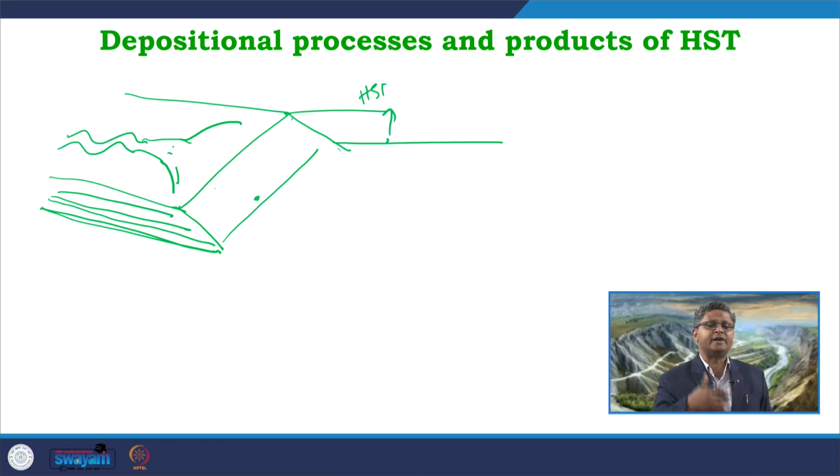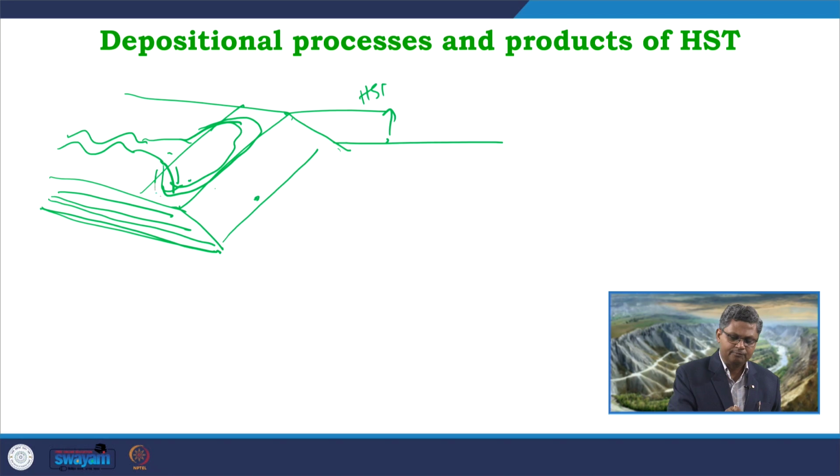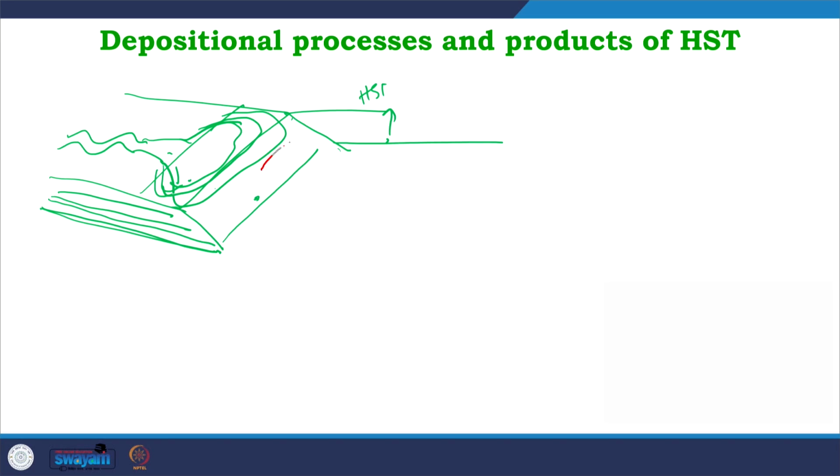Along with that, the river system will try to distribute the sediments, dump the sediments at this river mouth area, and as a result, in the river mouth area we get the delta lobe, and this delta lobe will gradually prograde. So, what will be the nature of this delta lobe? It will gradually prograde.